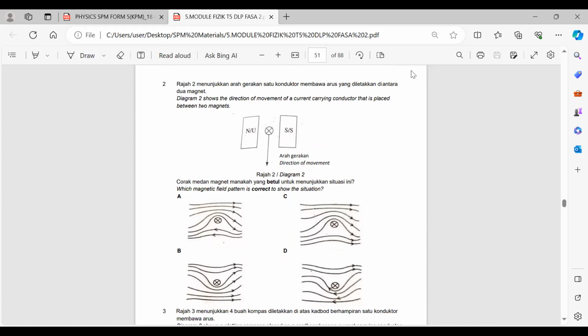The diagram shows the direction of the movement of the current carrying conductor that is placed between two magnets. So N is north, S is south. Okay, Utara, Selatan, U and S. No, it's confusing. Okay, so then you have the direction of the movement. Okay, so which magnetic field pattern is correct to show the situation? Think.